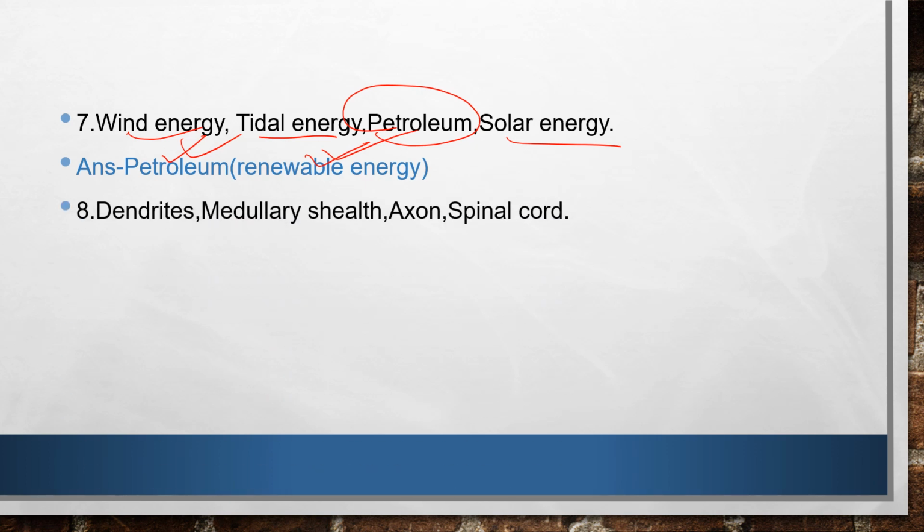Next one is dendrites, medullary sheath, axon and spinal cord. Here also, whatever question I am giving you, just think for a while which lesson it belongs to, where you have studied that.